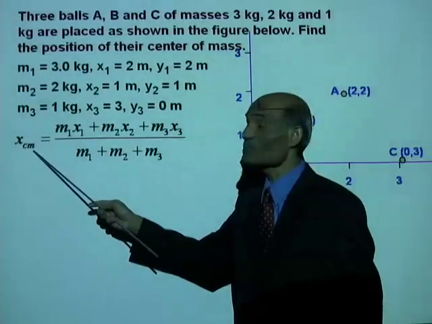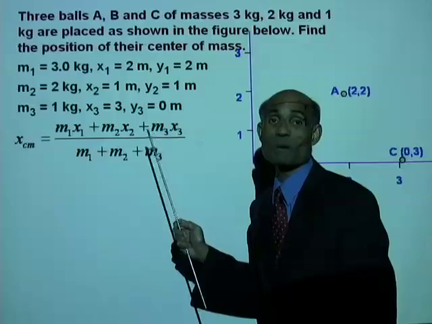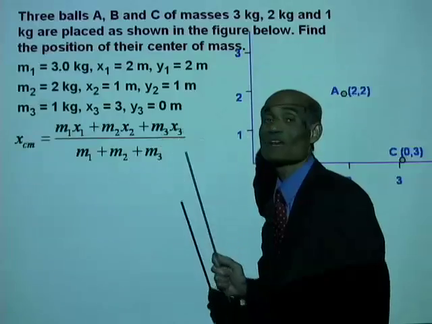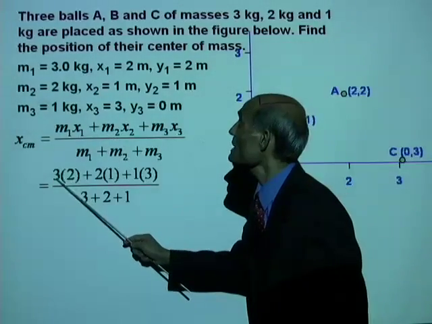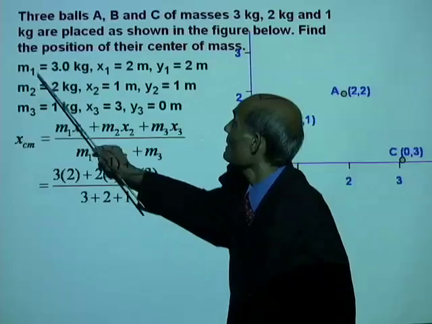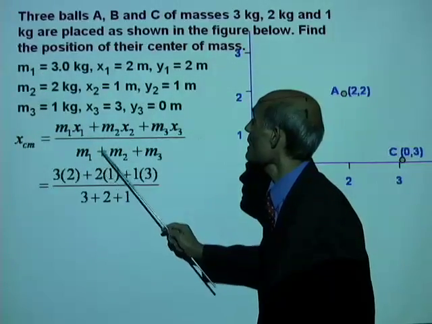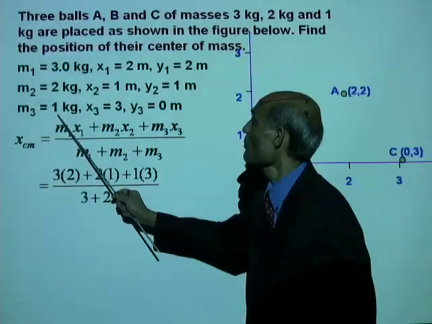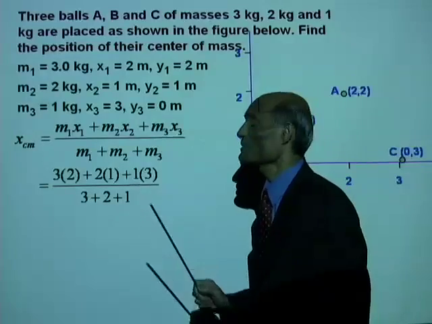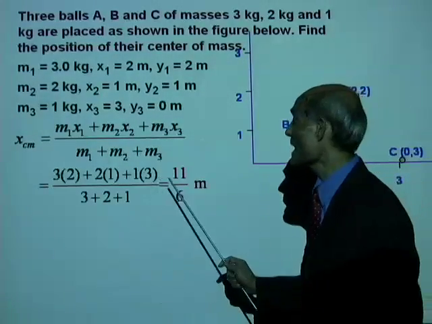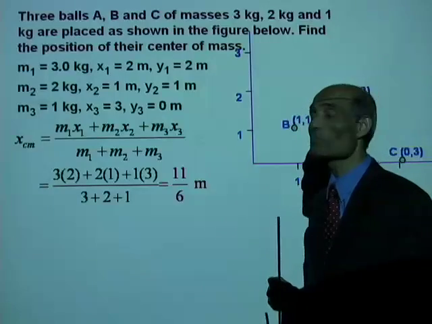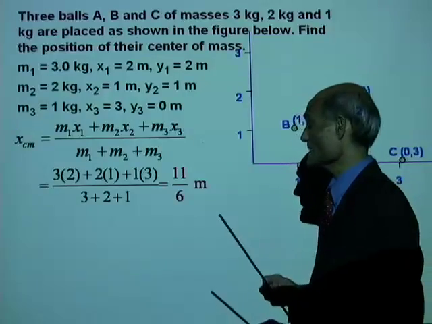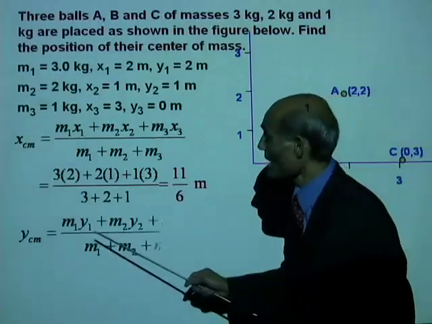Let's do that. The x center of mass is m1 x1 plus m2 x2 plus m3 x3 over m1 plus m2 plus m3. That is 3 times 2 plus 2 times 1 plus 1 times 3, divided by 3 plus 2 plus 1. And that's equal to 11 over 6 meter. The x center of mass is 11 over 6 meter. Okay, how about the y center of mass?